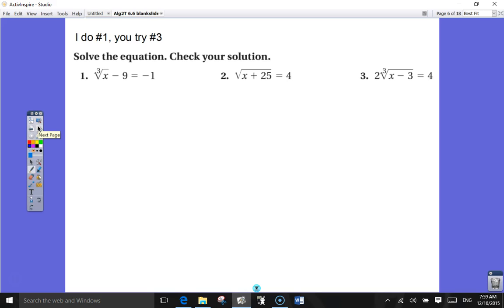So let's see. I'm going to do number 1, and you could try number 3. On number 1, is the radical isolated? X to the third minus 9 is -1. Is the radical the only thing on that side of the equal sign? Yes. What's with the radical? -9? That's what we mean. That's not isolated. It's got a -9 on the same side. That's not inside the radical. That's after the radical. What do I have to do to isolate that? Add 9 to both sides.